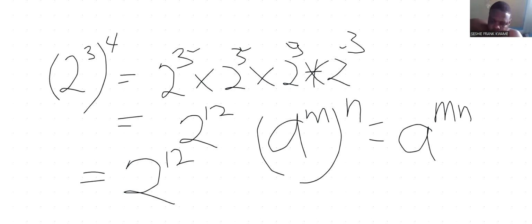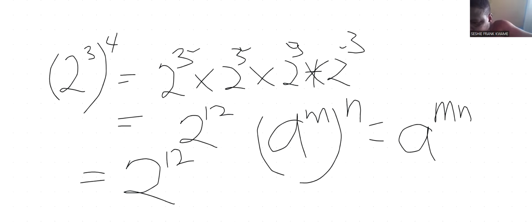These are the three laws: the power law, the quotient law, and the product law. That's how I've indicated. So let's proceed further. We can look at some properties of indices. These are the three basic laws of indices.